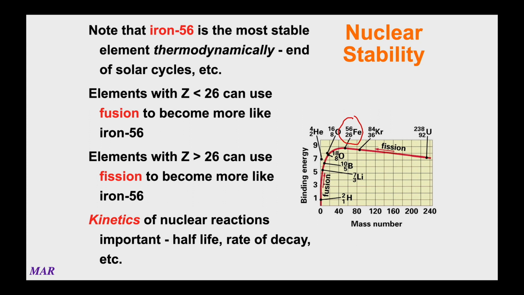So atoms that have less than 26 protons, that are less than iron, are going to use a process called fusion to become more like iron 56. On the other hand, the atoms with more than 26 protons, i.e. greater than iron, will undergo fission to become more like iron 56. And we'll talk about that here in a little bit.